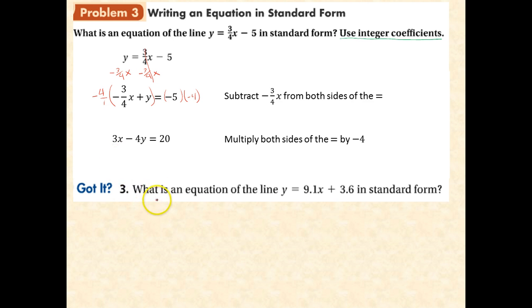So check out number 3. Let's find an equation of this line in standard form. Go ahead and pause and give that a shot.